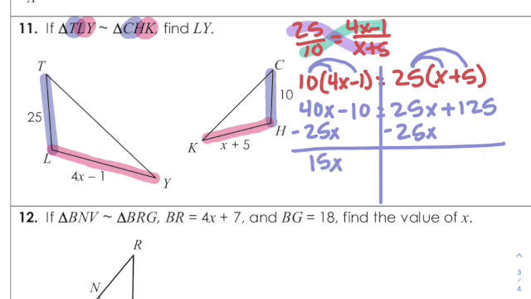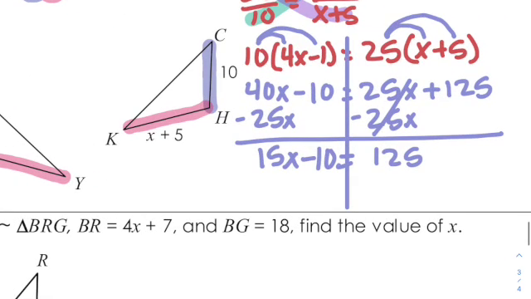Bring down my negative 10. Bring down my equal sign. These cancel. And I'll bring down my 125. Now clearly we want the x by itself. Okay, the x is already on the left, but we have this negative 10. In order to get it on the other side of the equal sign, we have to change its sign. So we're going to change it to positive, so therefore we're going to add it to both sides.